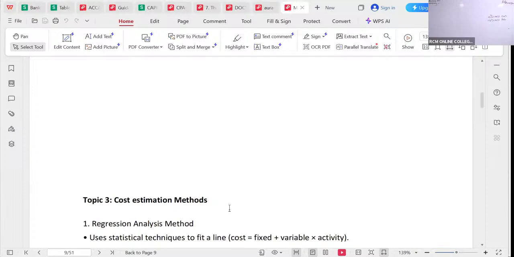So cost estimation techniques. If you look at your syllabus, at the end of the day, if you remember very well, we said a management accountant is a cost accountant. First of all, our duty is to ascertain cost. The major duty is cost ascertainment, because there are so many companies outside here that are selling things just haphazardly.